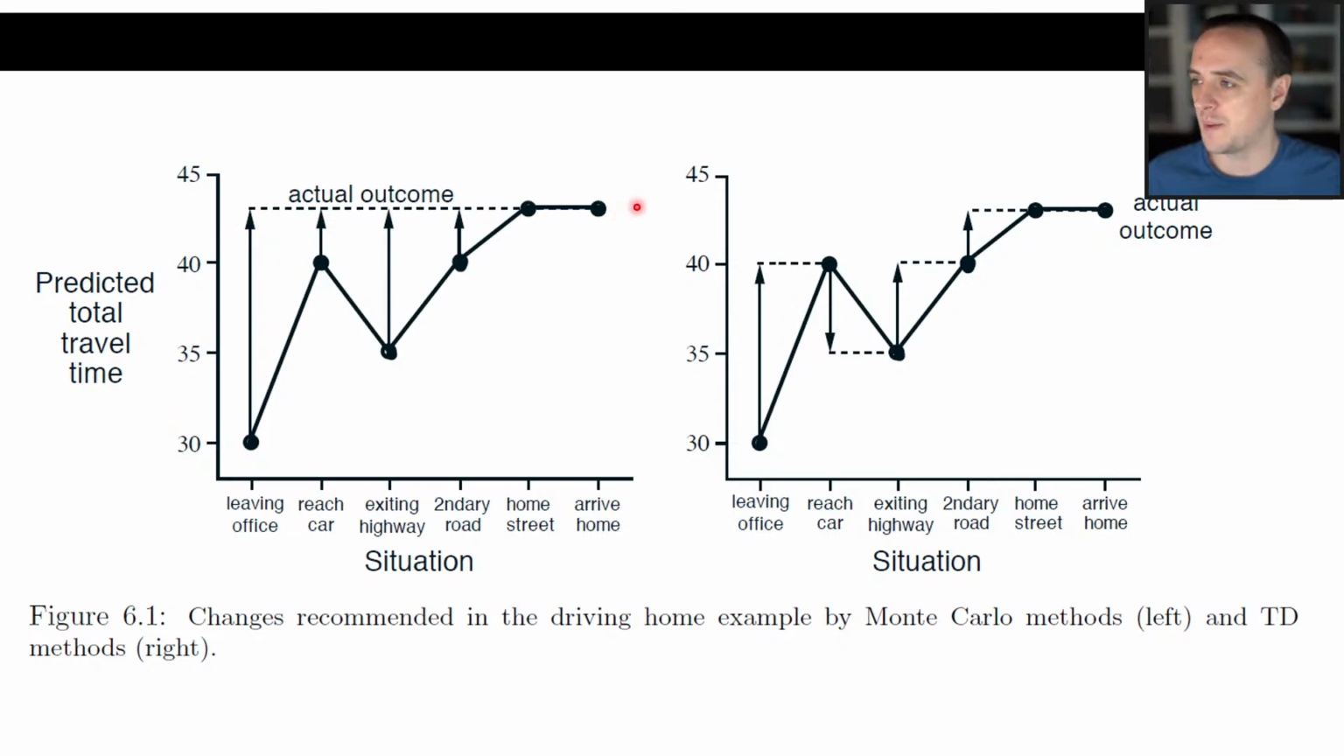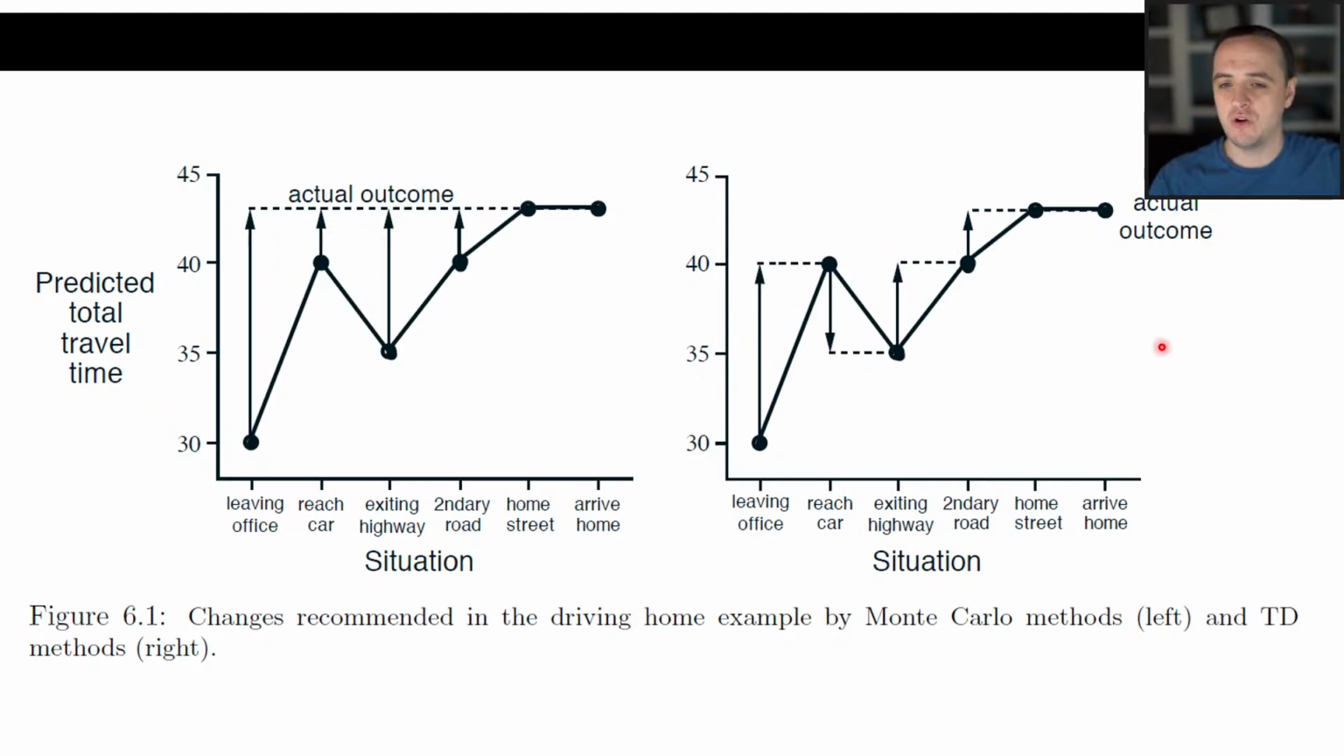We wait for the whole episode to finish, and then once the episode is finished, we take that 43 minutes and update all of our value estimates to be closer to 43 minutes. But what temporal difference learning does is, at each state, it sees what happens. It sees that reward, and it updates our value estimates at each state based on the current information, not the eventual final outcome. And this ends up being much more powerful than Monte Carlo methods.